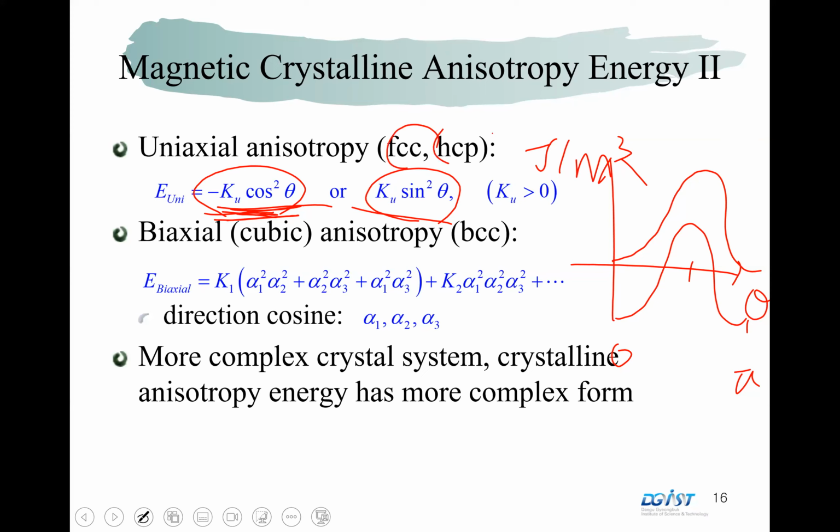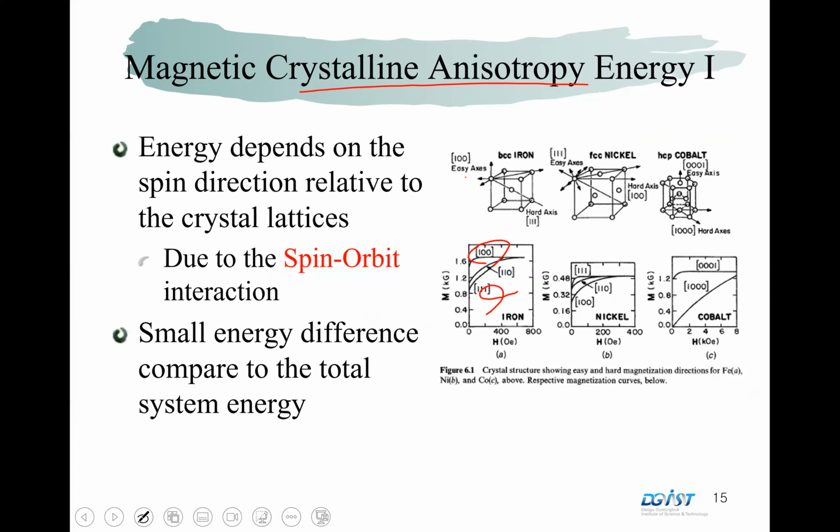And for the FCC and HCP, they usually have a uniaxial anisotropy because, back to here, in an HCP structure, this direction is different from this direction. So it's natural that the C-axis is a kind of unique direction. And for the FCC case here, this diagonal direction is the Z-axis, and that's usually the growth direction of polycrystalline films. So usually they generate certain uniaxial anisotropy.